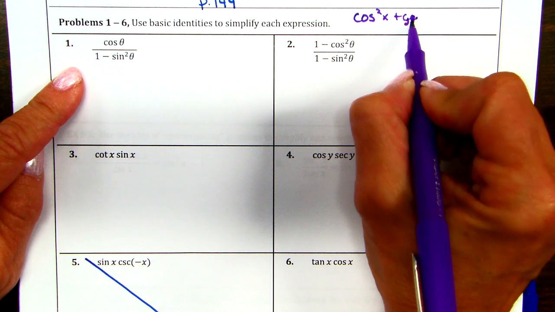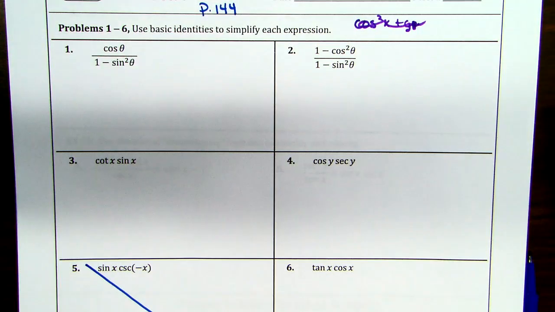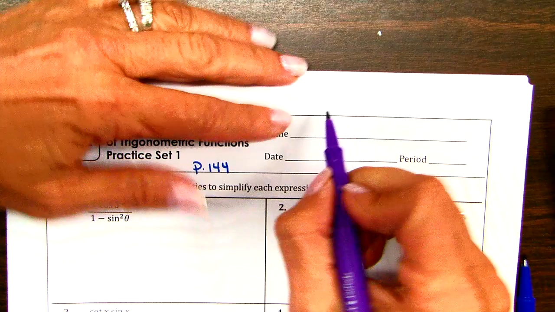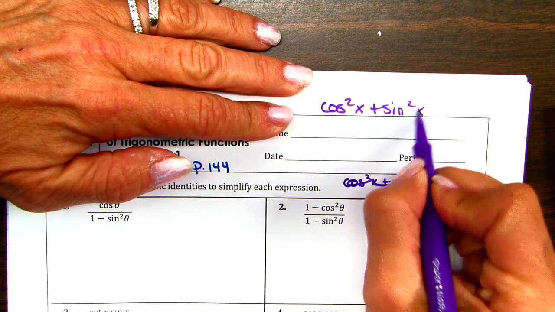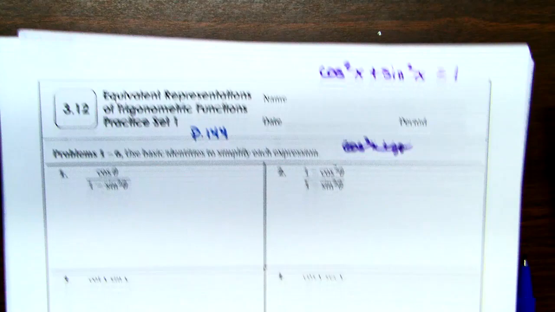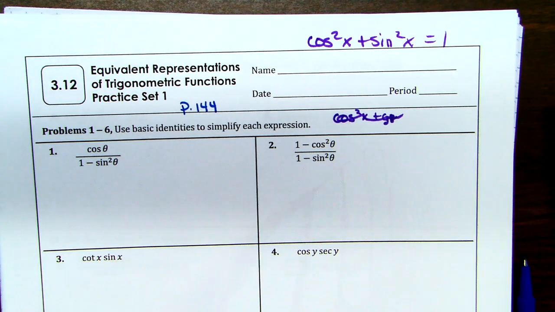Oops, I keep doing that. I can't stand it when I do that. I make the same mistake again and again. So cosine squared x plus sine squared x equals 1. That's one of the identities. If you know that one, you should be able to find the other two without doing any fancy work, okay?